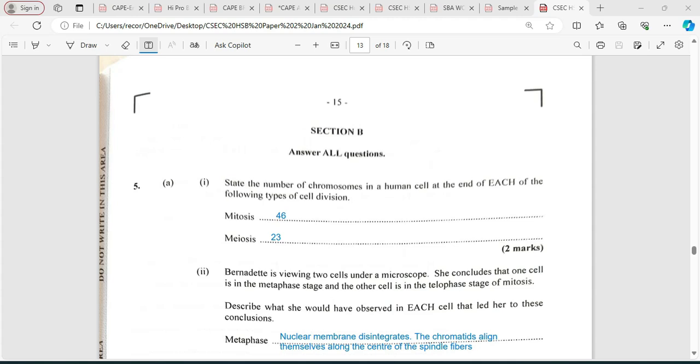Welcome to CSEC Biology TCP. Today we're looking at the 2024 prep. We're looking at the January 2024 exam, and to be exact, we're looking at question number 5.